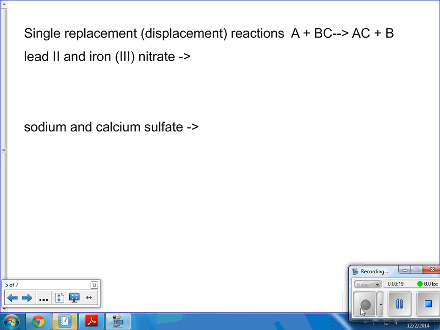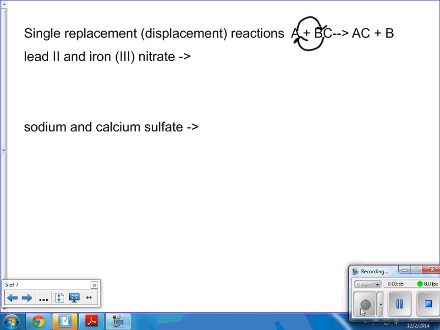So single replacement, if you'll notice in the generic problem, A and B switch places. So A comes over here and knocks B out of the way and bonds with C. And then B comes over here and stands by itself. One thing to keep in mind when you do single replacement reactions, whatever's trading places has to be either both positive or both negative. I think on your sheets, everything that's trading places is going to be positive.